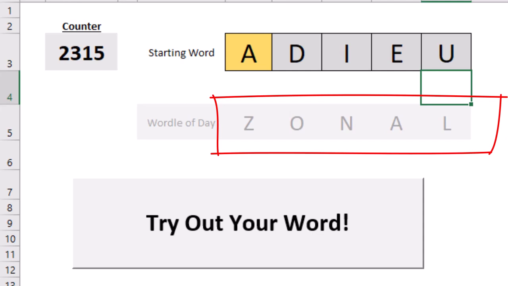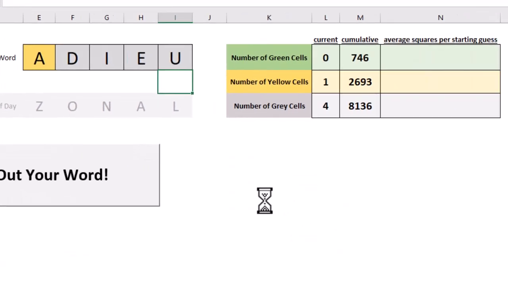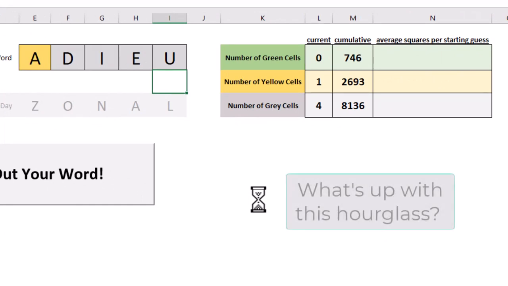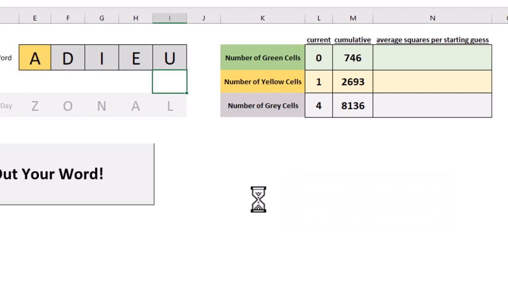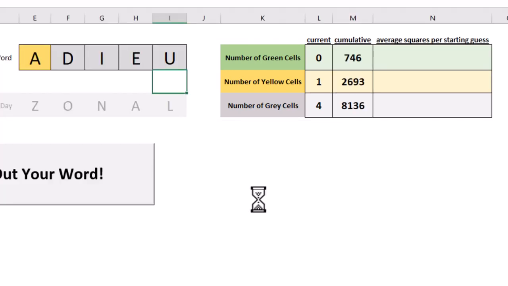Okay, now that was cool, but it doesn't really tell us anything because it went by really fast. So if you scroll over to this part of the spreadsheet, you'll notice that I had Excel keeping track of all the results as they went through one at a time. So currently, you'll see there's a little column here that says current. There are no green cells, there is one yellow cell, and there are 4 gray cells. That's because ADIEU only shares that A with zonal.